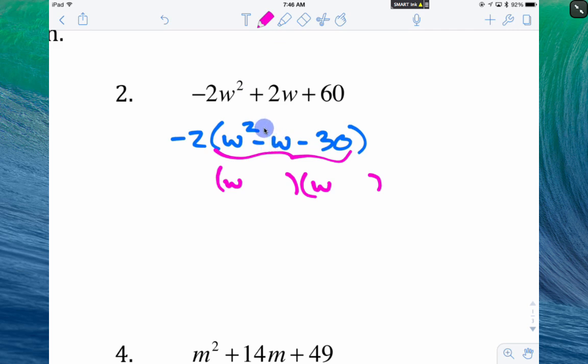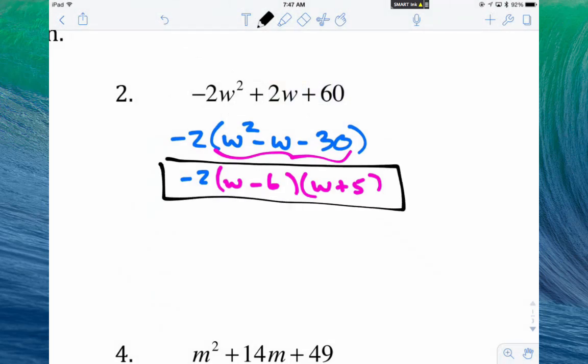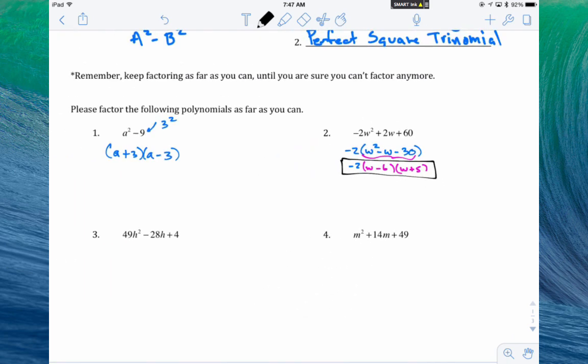So I think that's going to factor as w minus 6 times the quantity of w plus 5. And don't forget, in our final factorization, we need to include all the factors, including the common factors from before. So that would be our final factorization there. All right, moving on. Might as well box this one too.